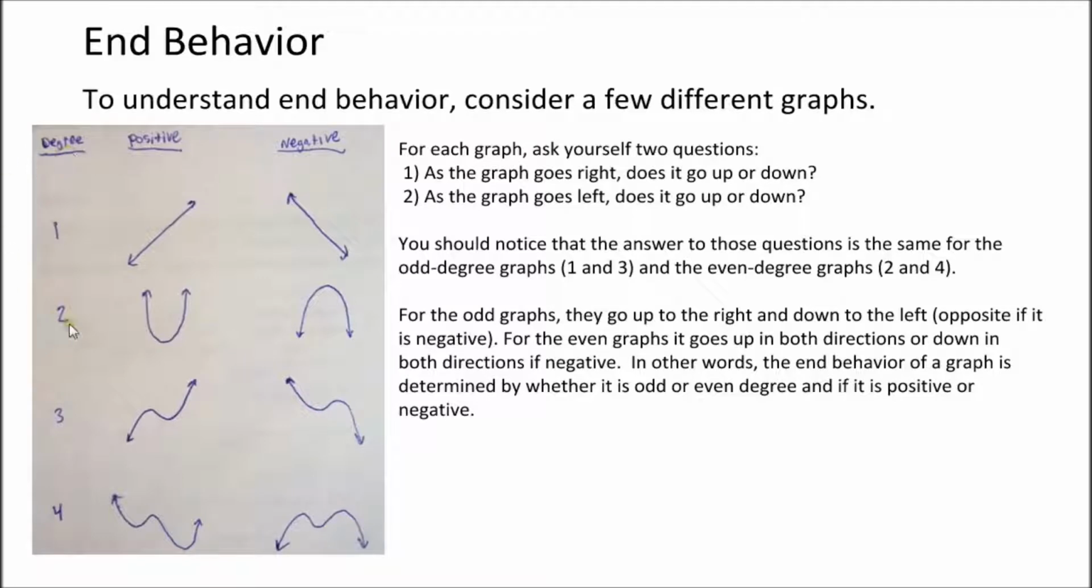If we look at an even degree, that's a quadratic. We know quadratics make a U if they go up, or if they're negative, they go down. If they are positive, they go up to the left and they go up to the right. Negative functions go down to the left and down to the right.